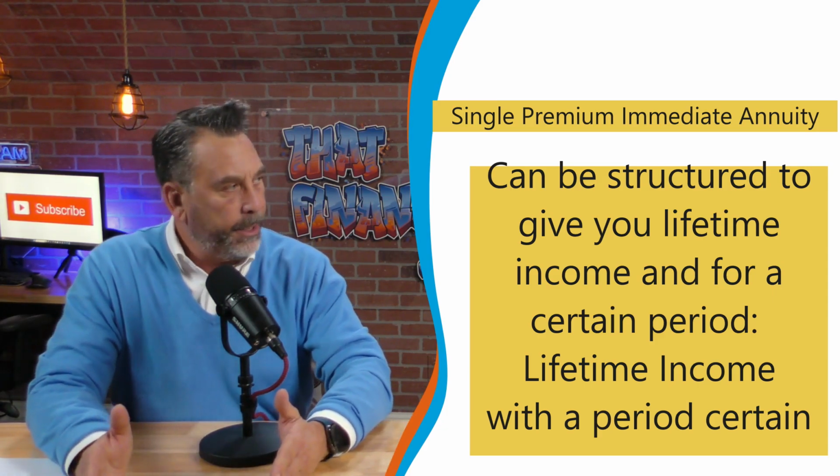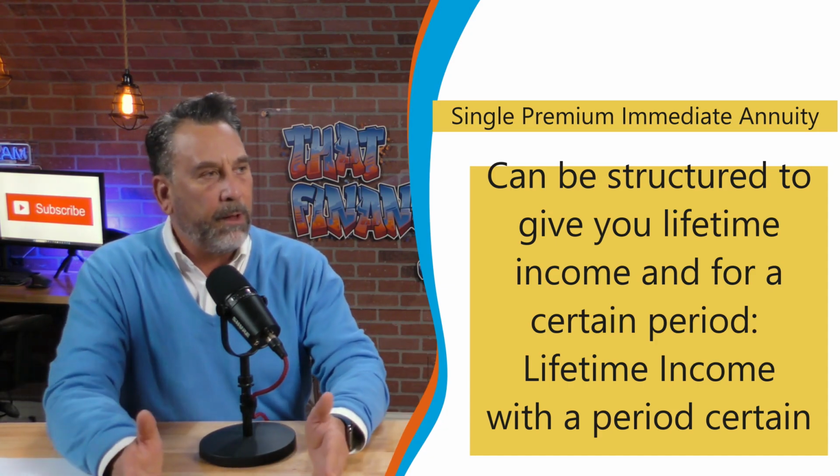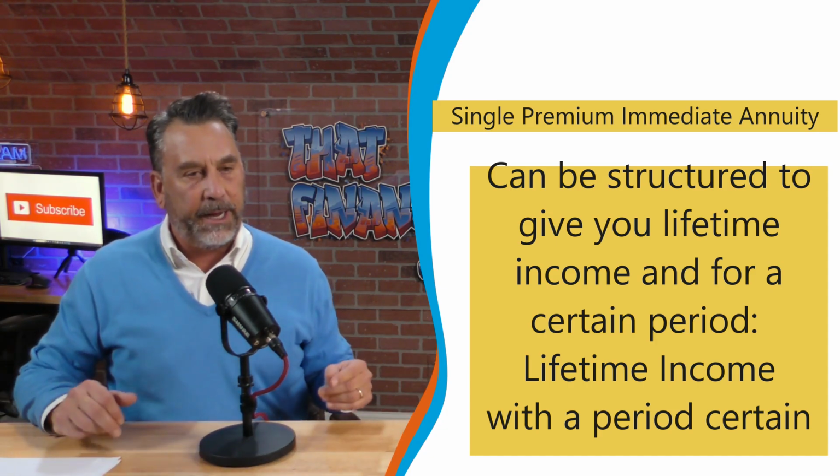And you can make it 20 years. You could make it life with whatever. Or you could just say, I want a series of payments for 10 years, period. That's it. Now, with each of those annuitization options, the check that you're going to receive is going to be different.